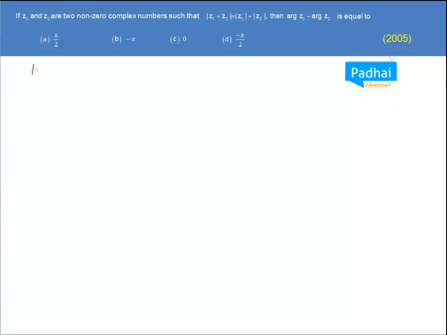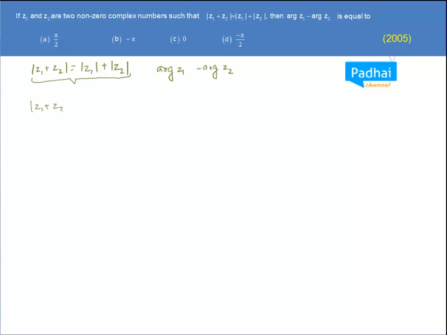I'm just writing it down: mod z1 plus z2 is equal to modulus z1 plus mod z2. Then you have to find out the value of argument of z1 minus argument of z2. So first of all, let's see what is given by this statement. Try to figure out when this thing is possible.